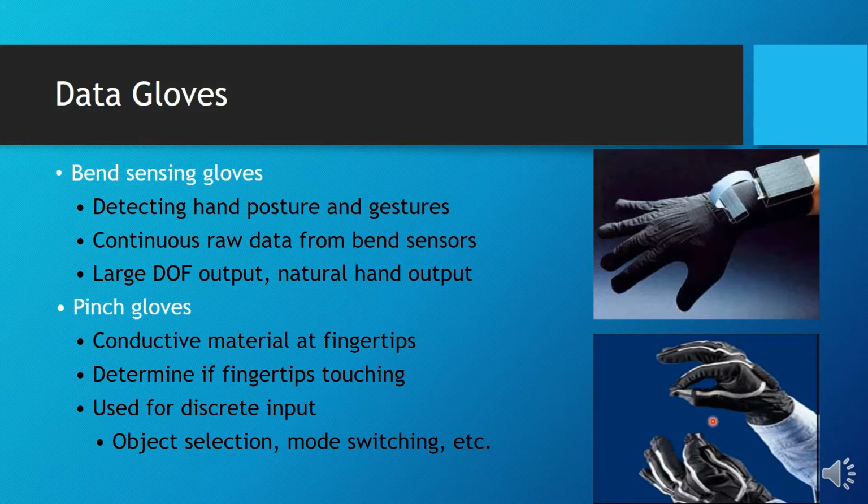The pinch glove has conductive material at the fingertips, and all the sensing is on these fingertips. It will determine whether two fingertips are touching each other, based on this touch. Basically this type of glove using pinch sensing is used for discrete inputs, such as object selection, to select an object in the virtual environment, and for mode switching, if you want to change the mode inside the virtual reality environment.